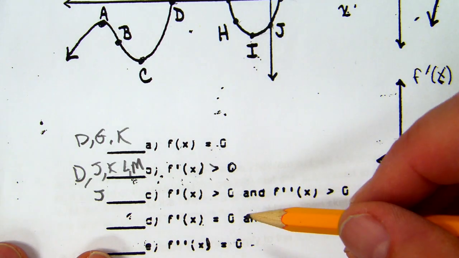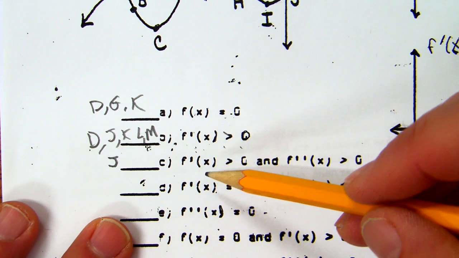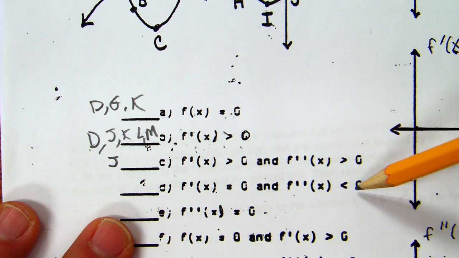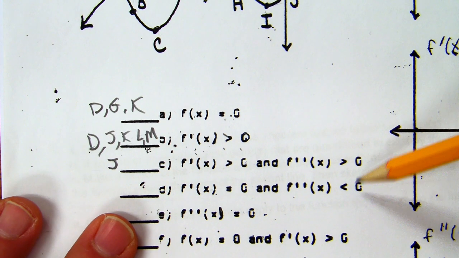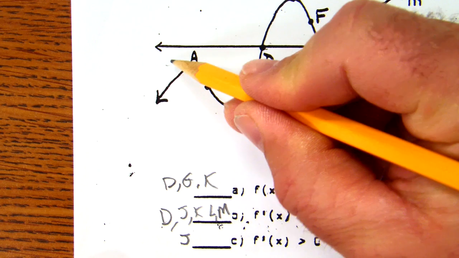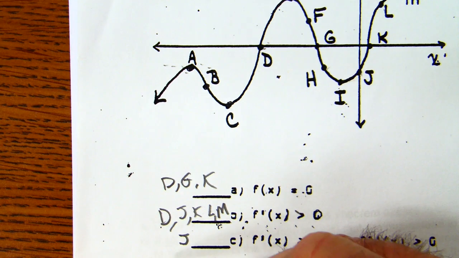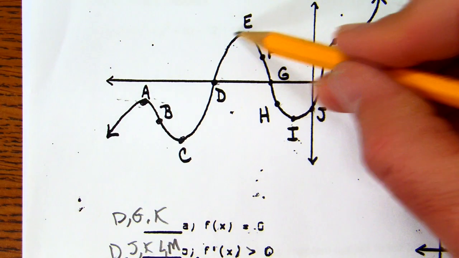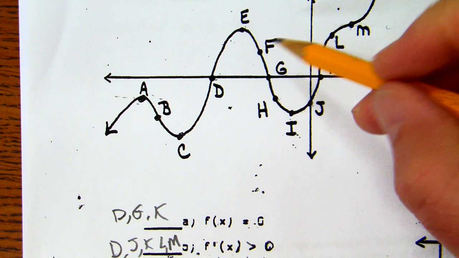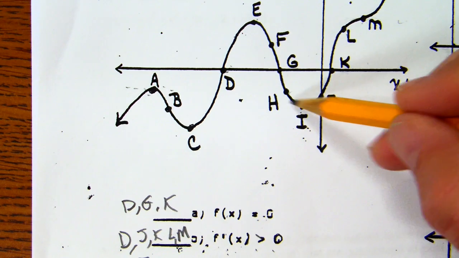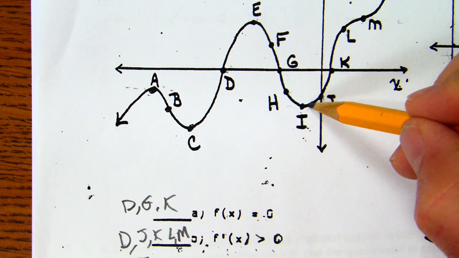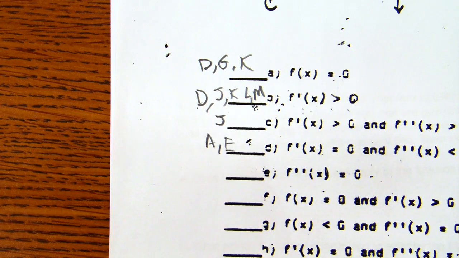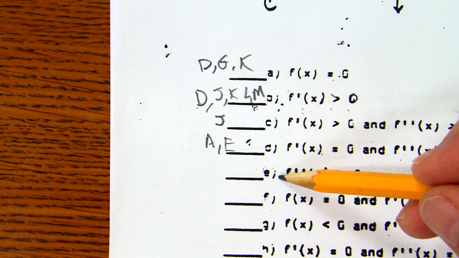All right, we go to letter D. Where does the original function have a flat tangent line and is concave down? Flat tangent line and concave down. A is a flat tangent line and it's on a concave down section, so I'd say A. E is on a flat tangent line and it's concave down, so I would say E. I is on a flat tangent line, but it's not concave down. I think that's the only one, A and E. All right, letter E of this one.